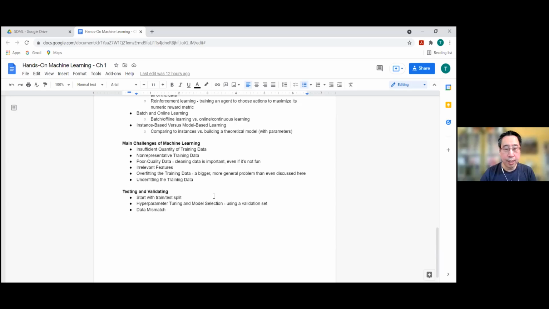Insufficient quantity of training data. The way a lot of machine learning models look today, whether it's image classification or natural language processing, huge volumes of data are one of the differences between the best models and just okay, good models. That is somewhat problematic. It also creates an issue between the big companies that are the haves and everybody else, the have-nots.